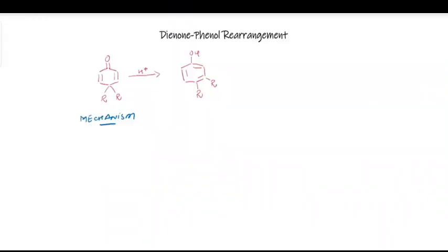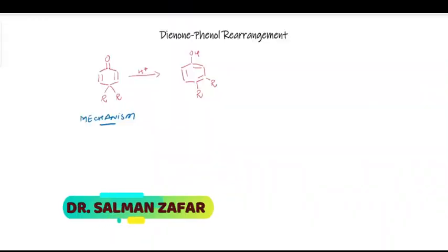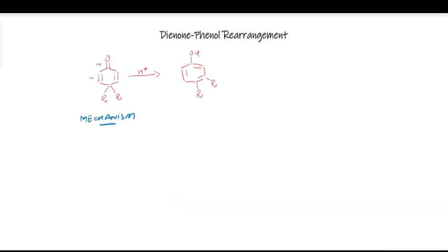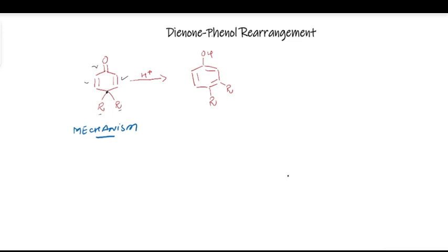Right, so you can see here we have this dienone molecule. We have this ketone functional group which has two double bonds on either side of the carbonyl functional group. So that is why it is known as a dienone. And at position 4, you can see that we have two alkyl groups. So this position 4 is a tertiary carbon, and it has two alkyl groups attached to it. One of these alkyl groups has been shifted to position 3 and the overall molecule has converted to a phenol.